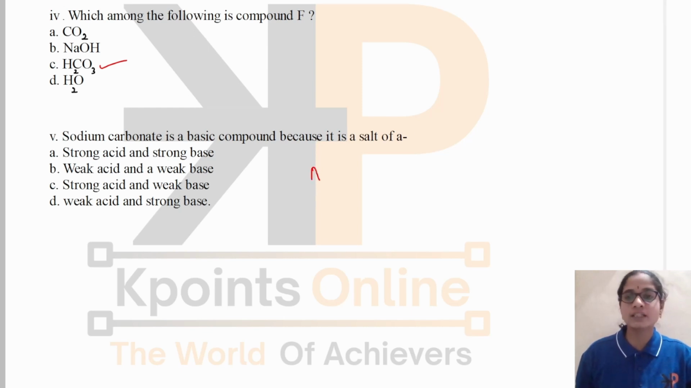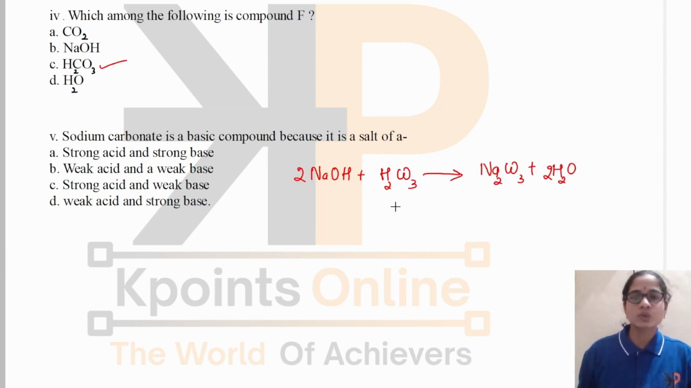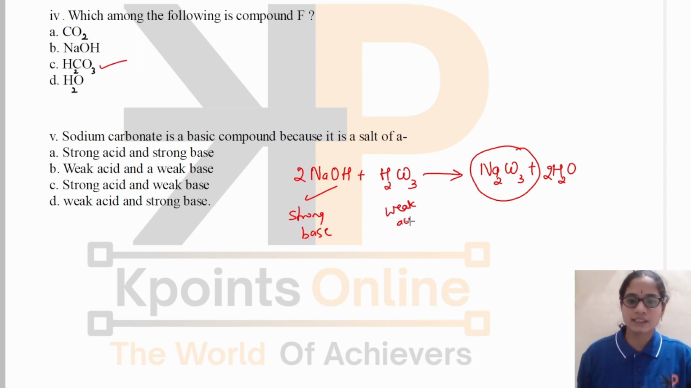It is formed by the neutralization of sodium hydroxide and carbonic acid. Yes, this sodium carbonate is formed by a strong base and a weak acid. Carbonic acid is a weak acid as it partially ionizes in water to form H plus ions. So the resulting salt will be basic in nature. The answer is it is a salt of a strong base and a weak acid.